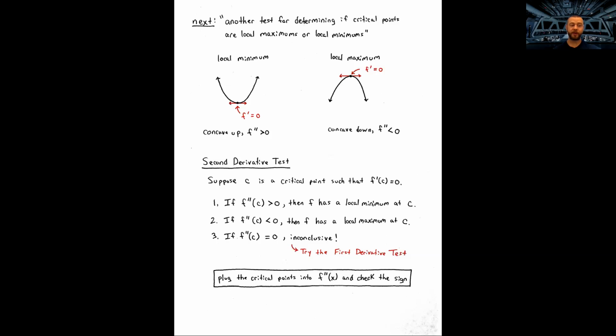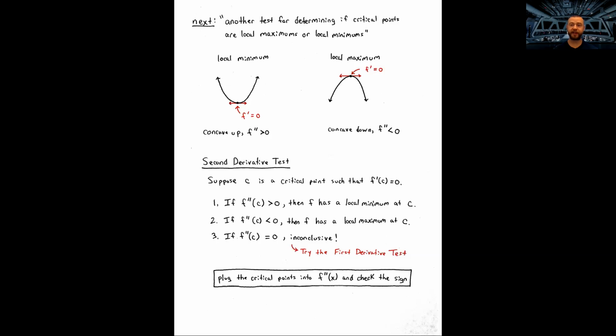All right, so a summary here is that for the critical points, they get plugged into the second derivative. That's what f double prime of c means. We plug our critical points, c, into the second derivative, and then we check the sign of the second derivative.